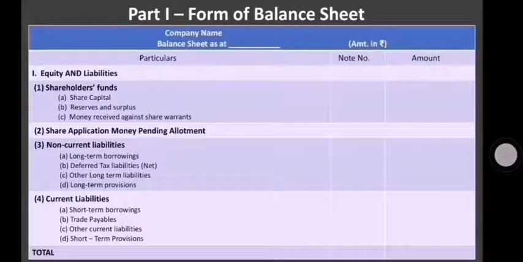Next we come to reserves and surplus. These are all your accumulated reserves and surplus which are helpful for the business for the future uses. Some examples can be debenture redemption reserve, capital reserve, securities premium reserve.